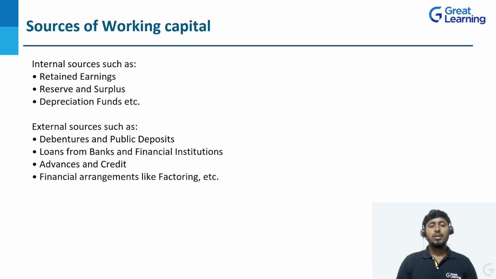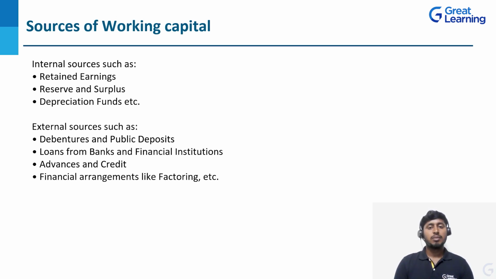Okay, next topic, sources of working capital. So sources of working capital, we are going to broadly classify into two categories, that is internal sources and external sources. So we require money for the day-to-day activity that we can get through the internal source or the external source. So we'll see which come under the internal source and which are available for external sources. So in the internal, first one, retained earnings.